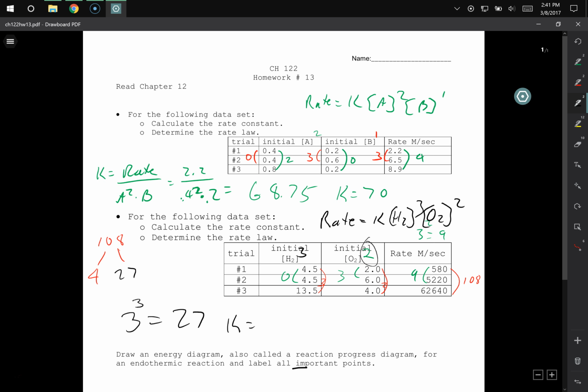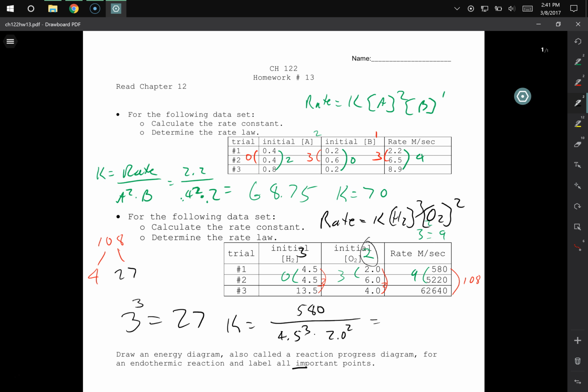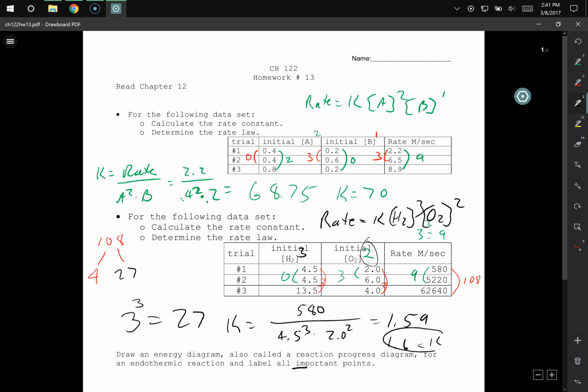So then K would be equal to, I'll just write 580 divided by 4.5 cubed and 2.0 squared. That's about 1.6 for the K. Does that make sense? Okay, what do we got next?